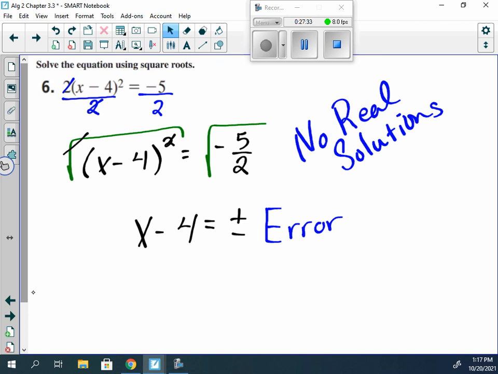But after tomorrow and Friday, we will actually be able to find the solutions. There is a way to find the solutions for this here. It's just dealing with this tricky square root, or the square root of a negative.